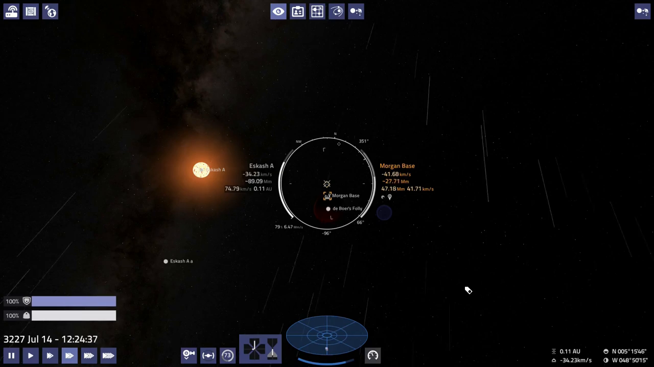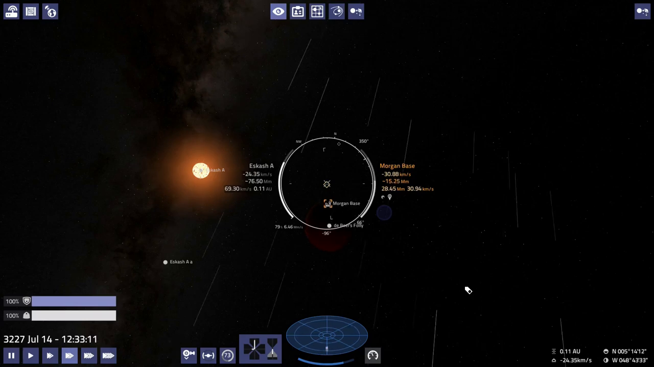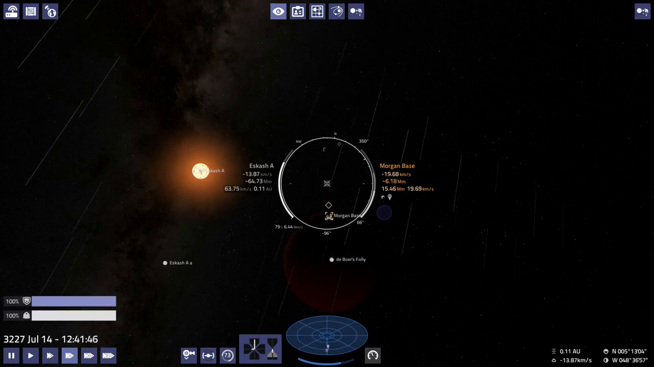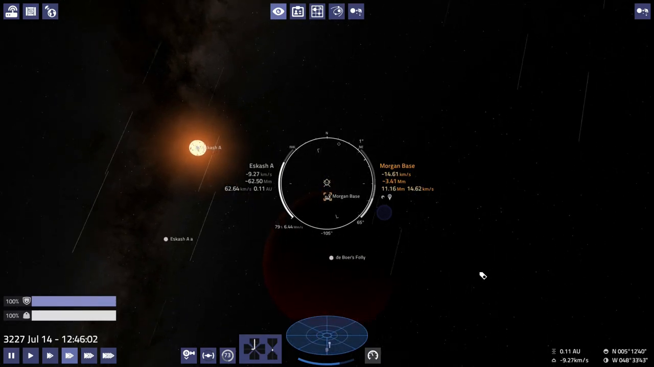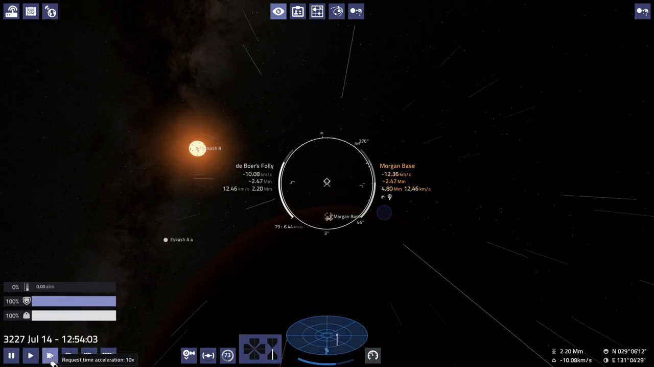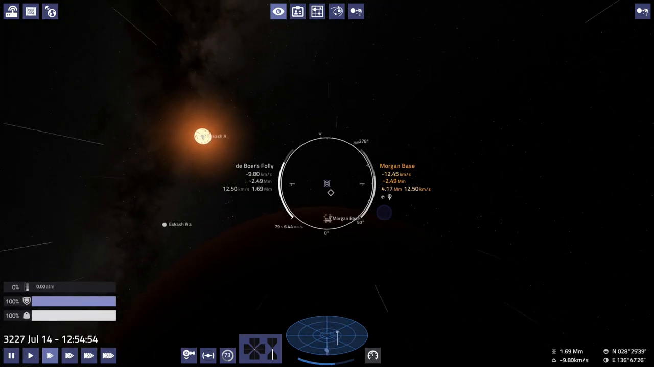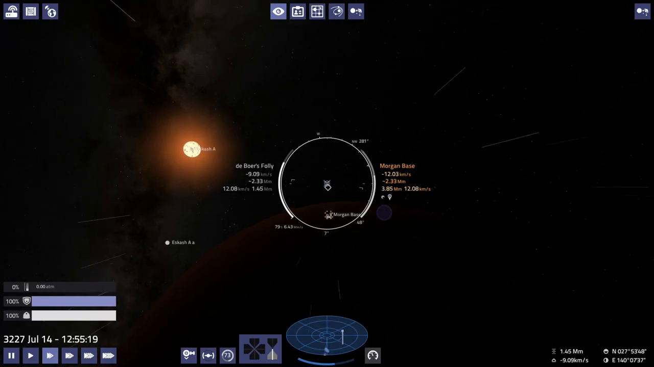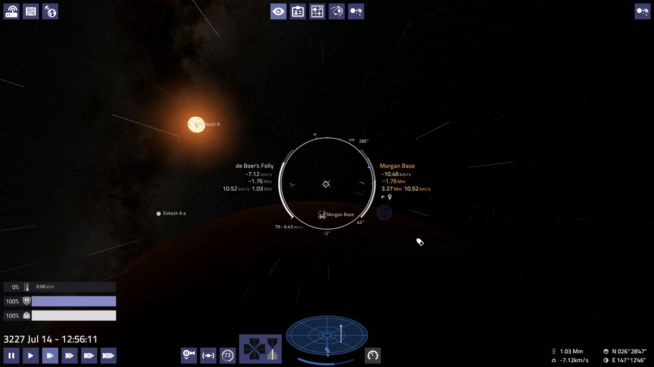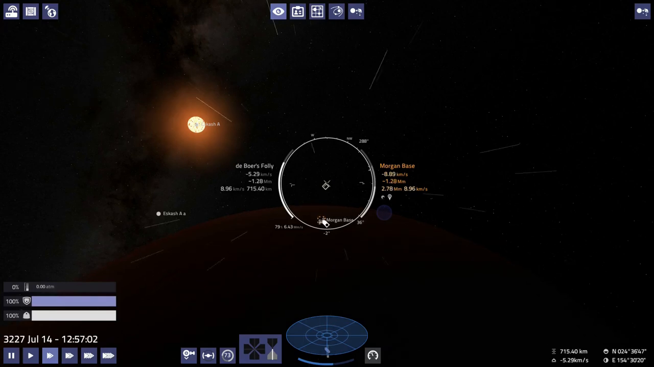Okay. So, we're not gonna make the same mistake twice today. Fast. Oh man, if we hadn't messed up, this would have been a super easy approach. Morgan Base is on the other side of the planet. Coming from the sun, we could have just plopped down right on top of it.